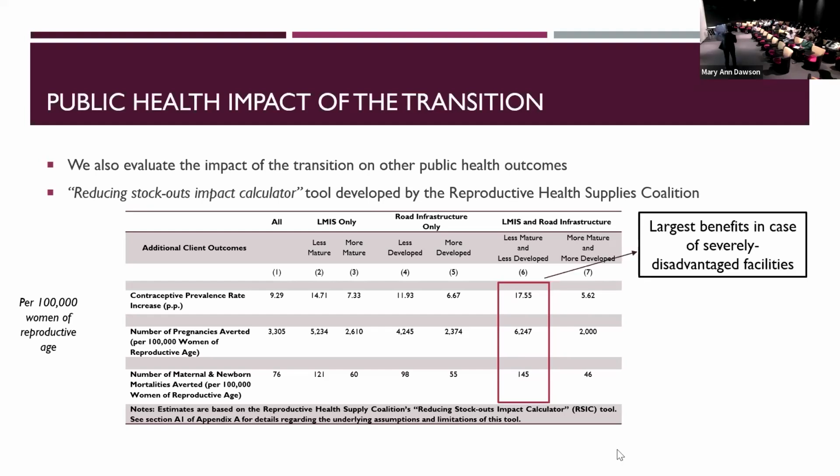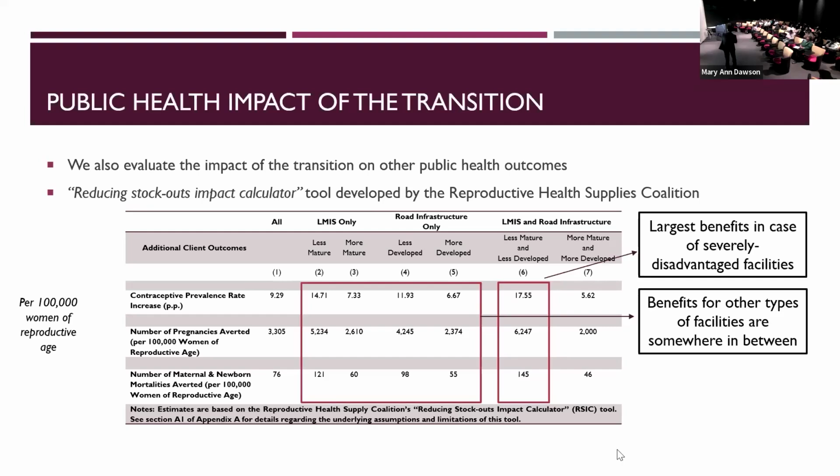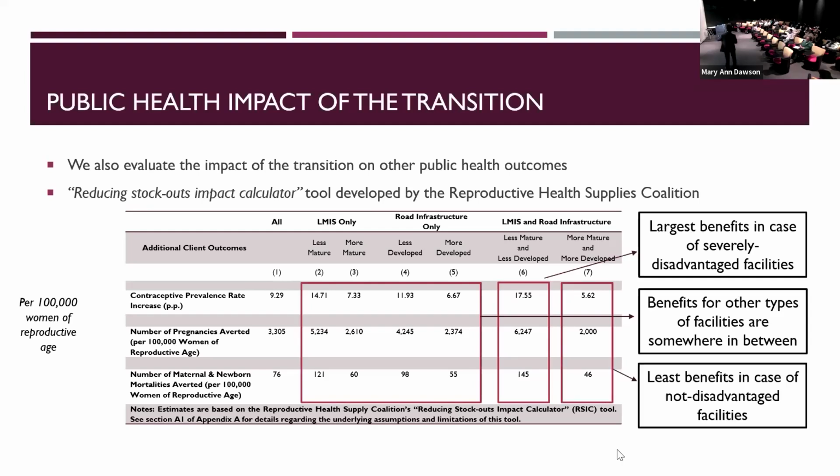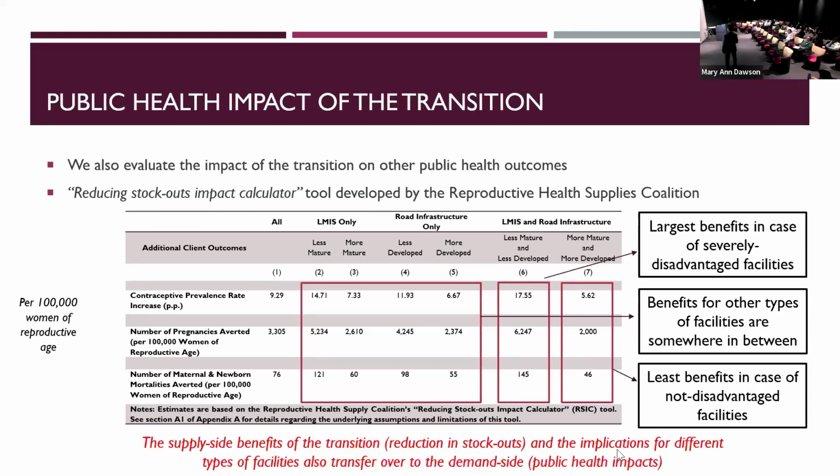The largest benefits again are observed in severely disadvantaged facilities. The benefits for other types of facilities are somewhere in between, just like we saw for the stockouts case. And the least benefits are observed in facilities that are not disadvantaged. So essentially the main takeaway is that all the supply side benefits of the transition, in terms of reduction in stockouts and the implications for different types of facilities, also transfer over to the demand side in terms of public health impacts.